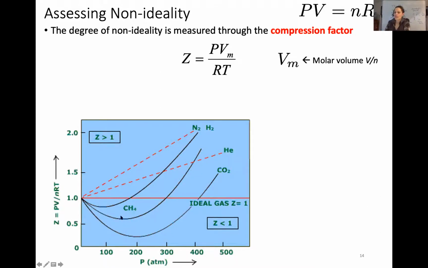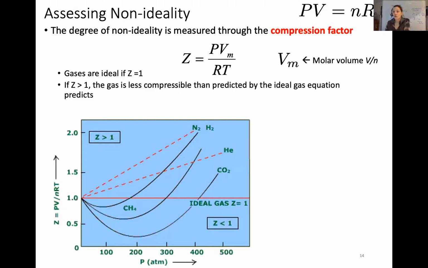And as we increase pressure, look at how the ratio of PV to nRT changes. So N2 and helium, both beautifully linear. That's kind of fun. This linearity tells us something, but also it's above 1. Cool? So gases are ideal if they equal 1. If they're above 1, however, it's less compressible than predicted by the ideal gas equation. Less compressible means that nRT is going to be smaller than pressure times volume.